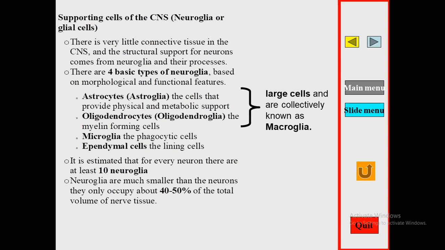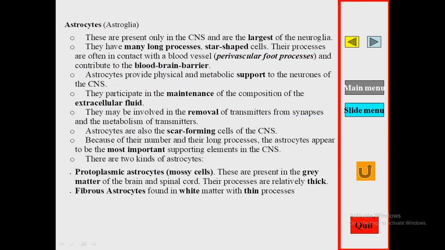There are 4 types of supporting cells within the central nervous system: astrocytes or astroglia, oligodendrocytes, microglia, and ependymal cells. Both the astrocytes and oligodendrocytes are large cells, and for that they are called macroglial cells, while the microglia and ependymal cells are small cells. Those cells usually form about 40 to 50% of the volume of the central nervous system. Astrocytes are star-shaped cells.